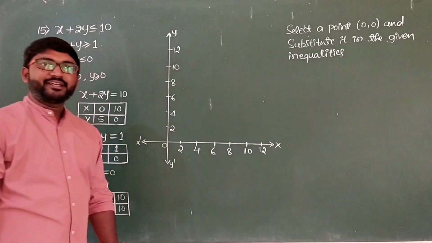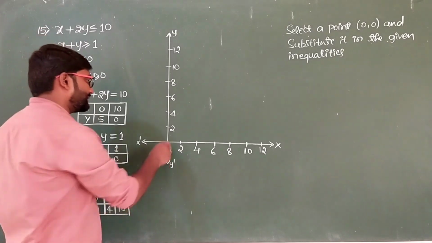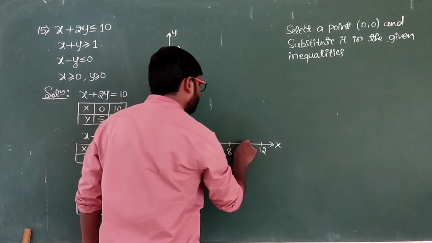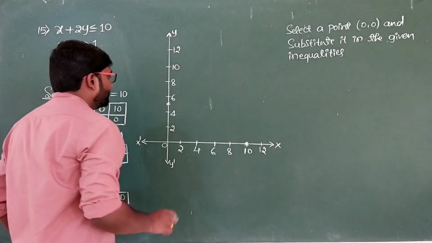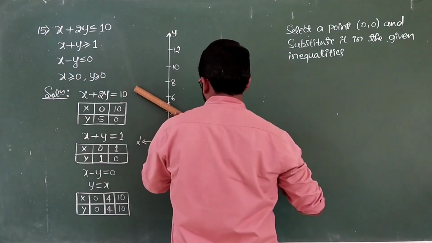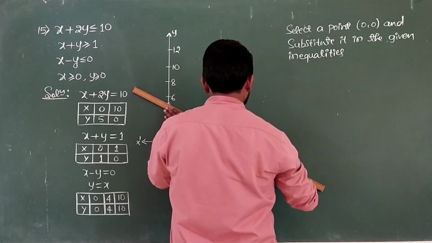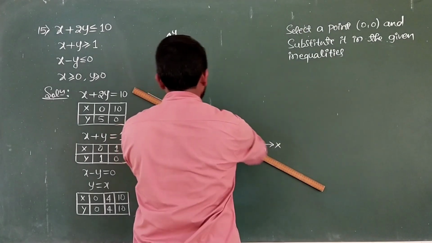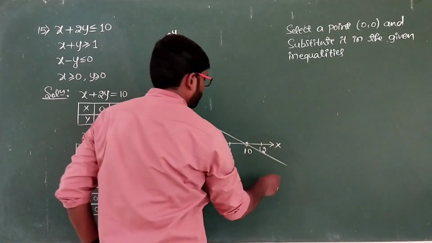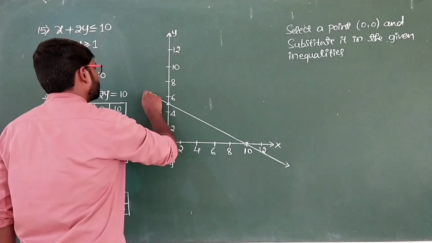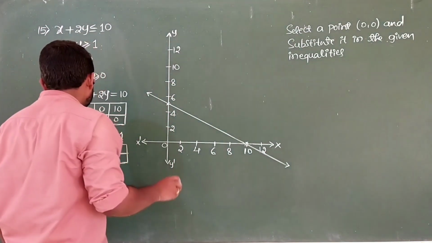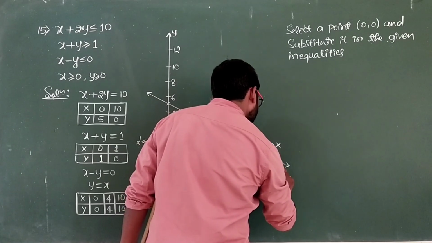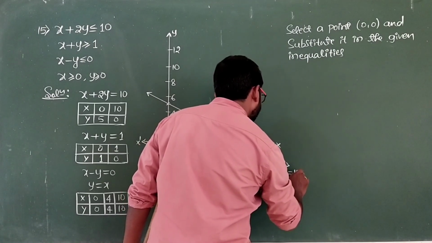So now take up the first table, 0, 5 and 10, 0. In between 4 and 6 we have 5, and then 10, 0 is this point, and join these two points with the dark line. So here we will have to write the equation. Put the arrow mark both sides, and the equation of the line is x plus 2y equals 10.